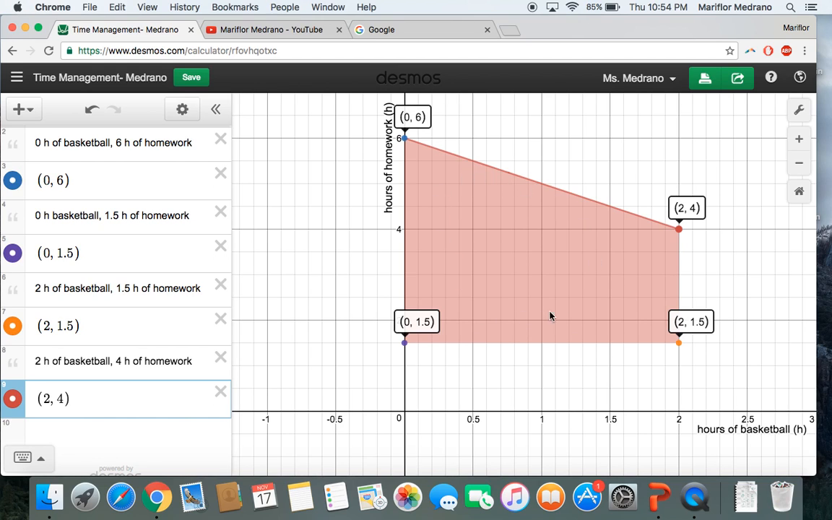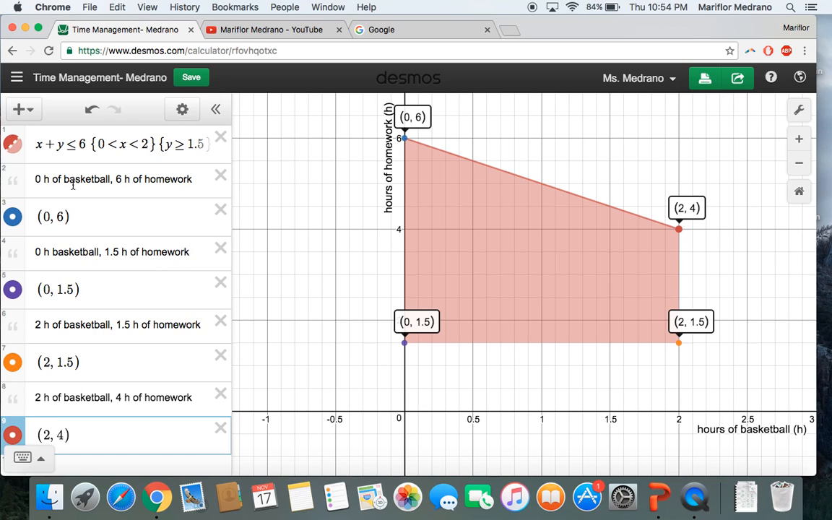Anything in this shaded region means that you can, for example, this one, do half an hour of basketball and 4 hours of homework. This point would mean that you played 1 hour of basketball and 4 hours of homework, and that still fits all our constraints, which we listed in row 1.